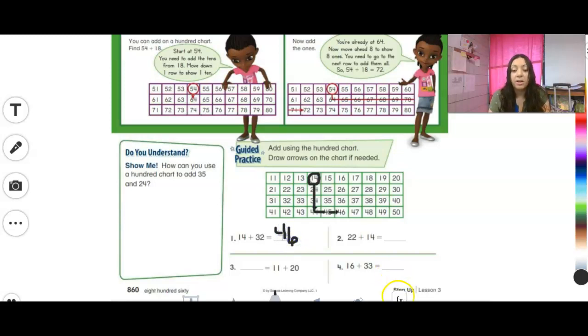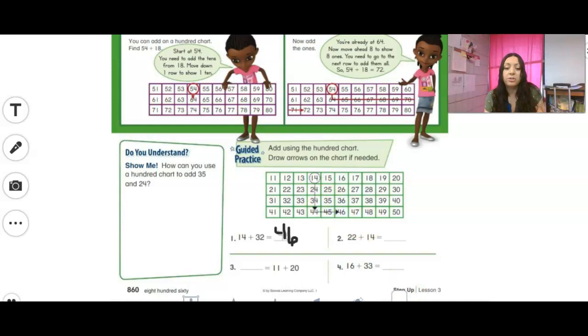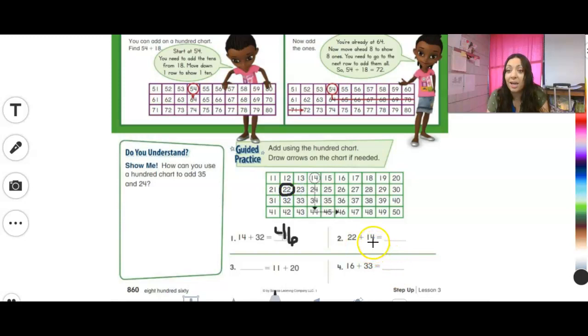Okay. All right, we're going to go ahead and erase so that we can see our number chart again. The next one says 22 plus 14. So let's find 22. There it is right there. Okay, and the number 14, how many tens do I have?